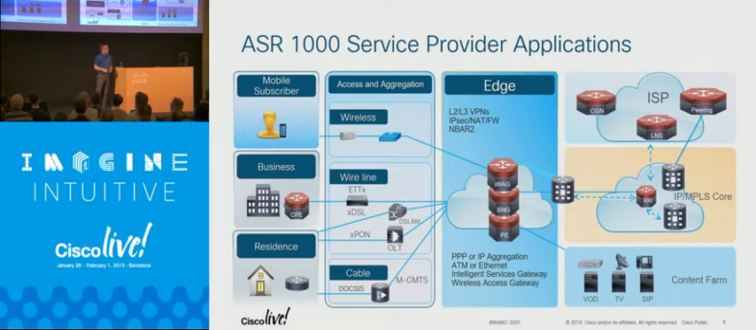And ASR1K is a route reflector, a very scalable route reflector. It's probably the most widely deployed route reflector in the industry. It's about 24 million routes with 4,000 route reflector clients.